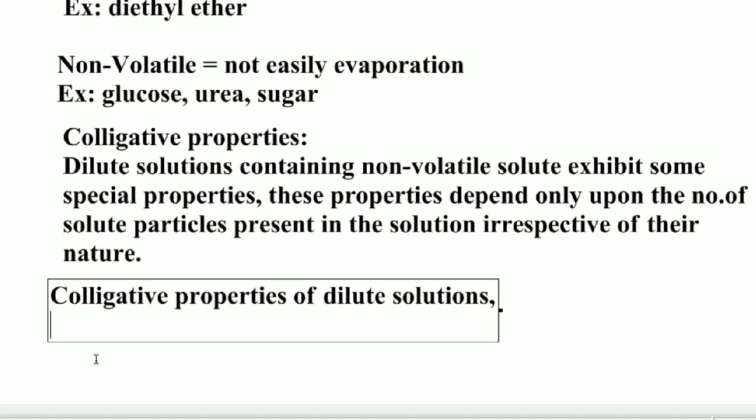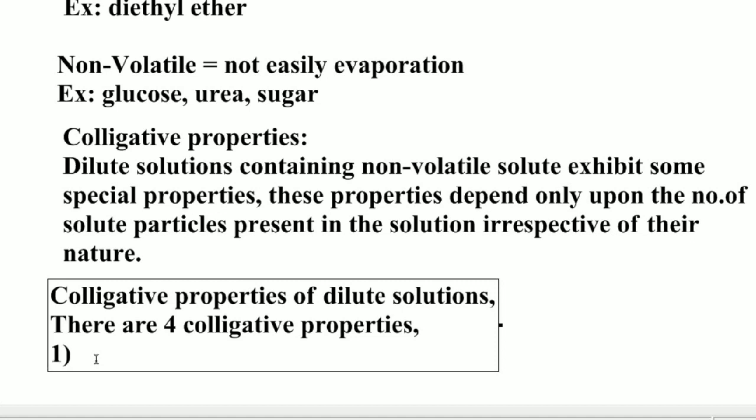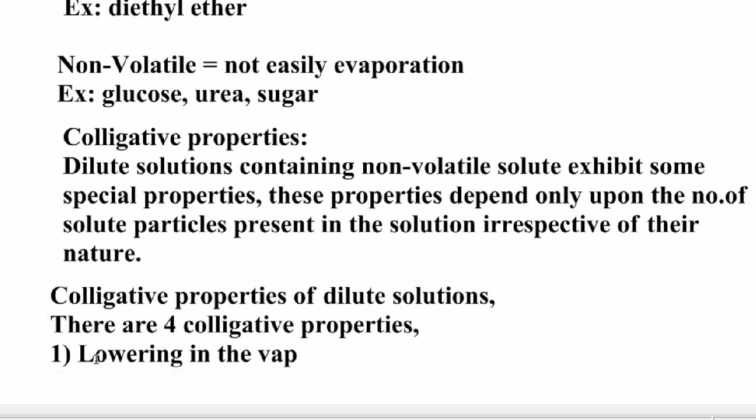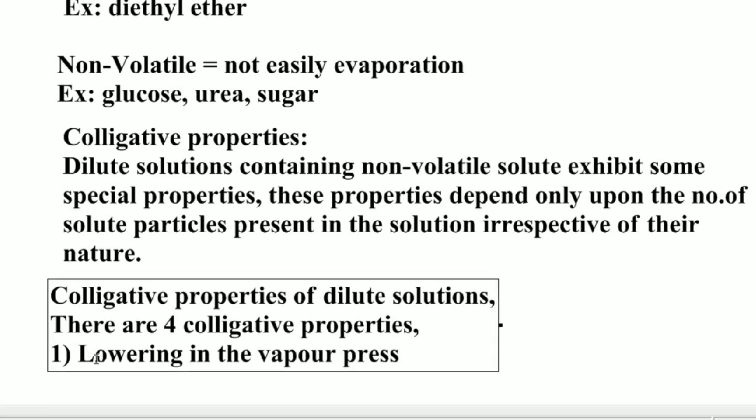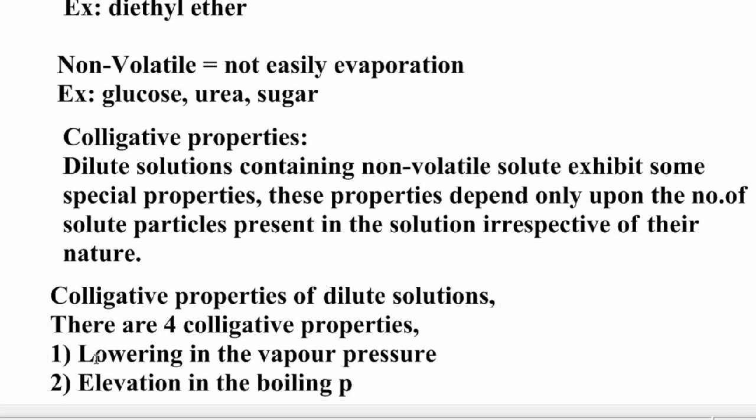There are four colligative properties. The first one is lowering in the vapor pressure. Lowering in the vapor pressure is colligative property 1. The second colligative property is elevation in the boiling point.